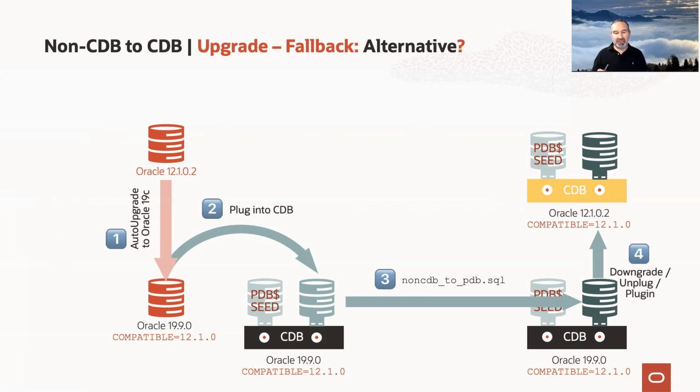Now I can really use the downgrade option. Because compatible is 12.1, I run catdowngrade in my turquoise colored PDB. Then I unplug it, plug it into a yellow CDB, and then I run catreload. And then I'm back in the same version, but not in a non-CDB architecture. I'll leave it to you if you accept this as a fallback alternative.